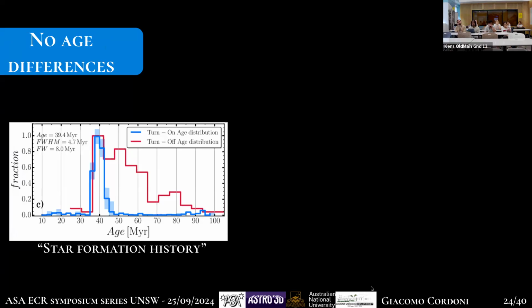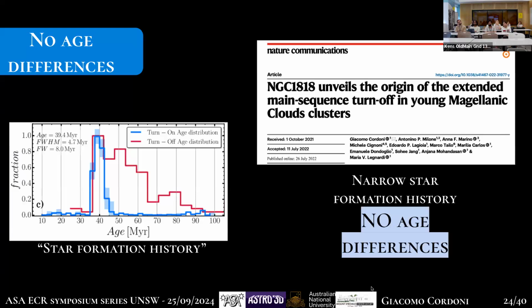And what you can see is that the azure, the blue histogram, which is the age distribution derived from the turn-on, is very peaked. There is a clear peak, and it's very narrow, especially compared to the turn-off age distribution, which is this very wide red thing. So the result is that basically we have no age differences in young Magellanic Clouds clusters. From the turn-on, we can date the cluster, and we can say the maximum age difference that we have is like 4-point-something megayear, which is very small. So it's not consistent with a residual age spread of a few tens of megayear or hundreds of megayear.